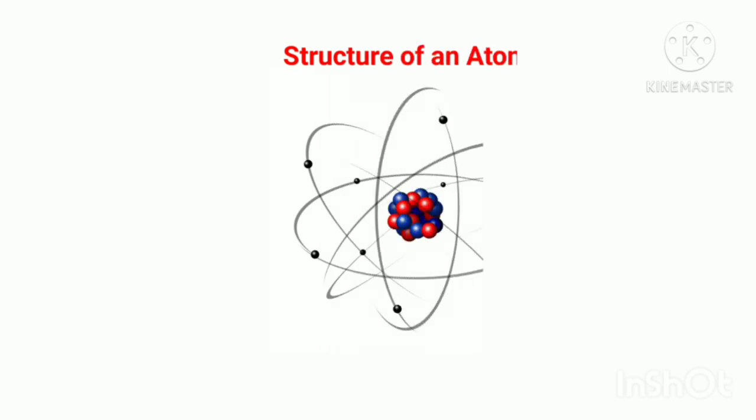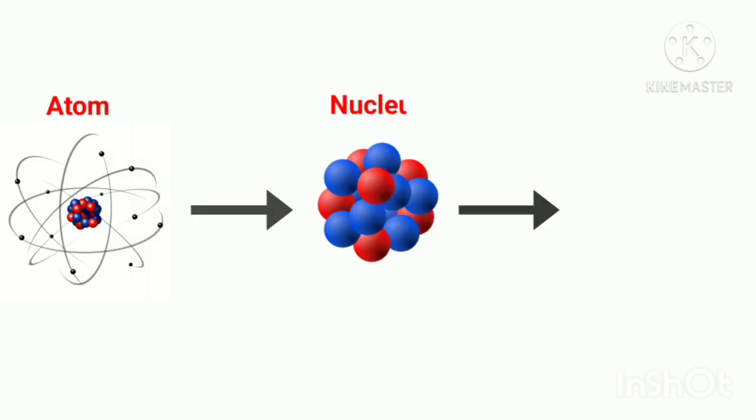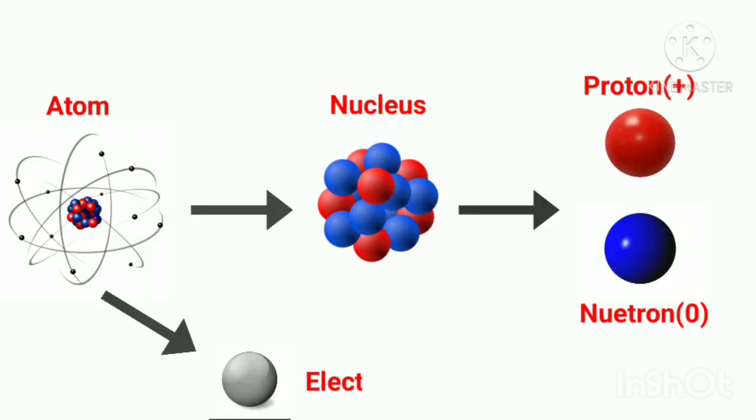Now let's understand the structure of an atom. Atom consists of a nucleus. The nucleus is made of protons and neutrons. The protons are positively charged and the neutron has no charge. Atoms also have electrons that revolve around the nucleus.